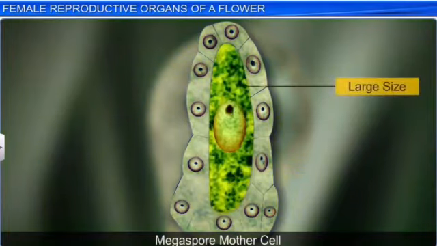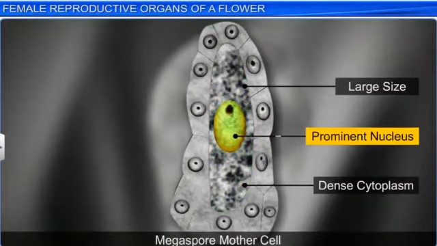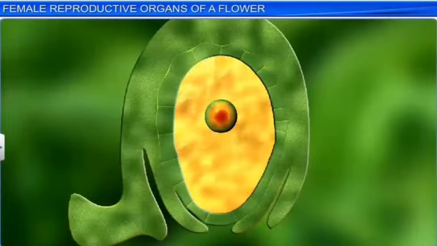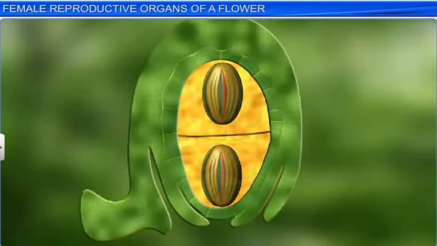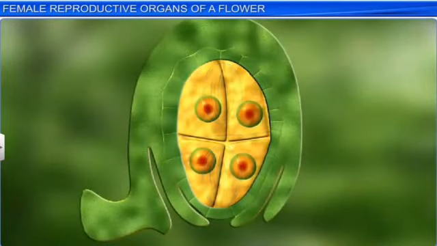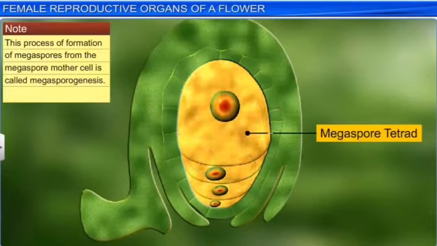One megaspore mother cell divides, that is, it undergoes meiosis and produces 4 megaspores, out of which one megaspore is functional and the other 3 degenerate. As only one is functional, it is said to be a monosporic development. So one functional megaspore is said to be the female gametophyte or the embryo sac. As 4 are being generated, it is said to be a megaspore tetrad.